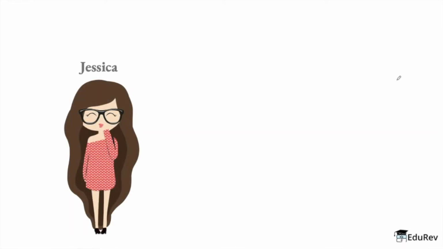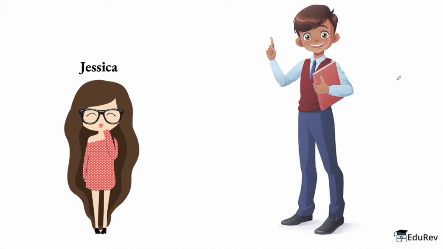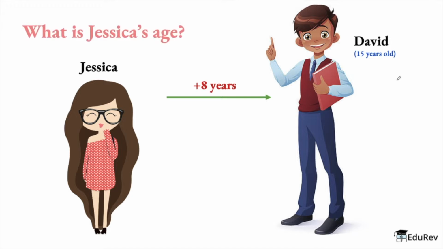For example, there is this girl whose name is Jessica, and there is this boy whose name is David. Now, David is 15 years old and David is 8 years elder to Jessica. So, we need to figure out what Jessica's age is. Now, this is a very simple problem, and some of you must have also got the answer. But we need to figure out exactly what is the process that we do to find the answer.